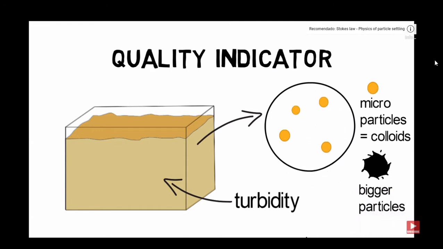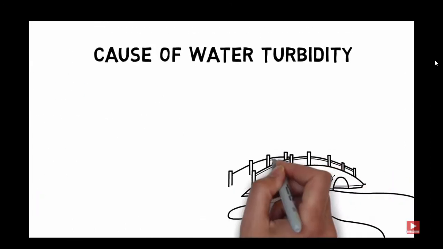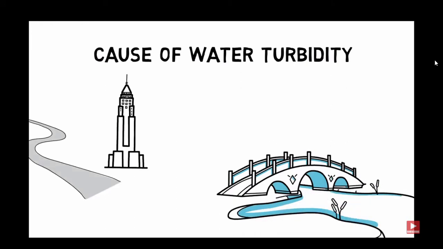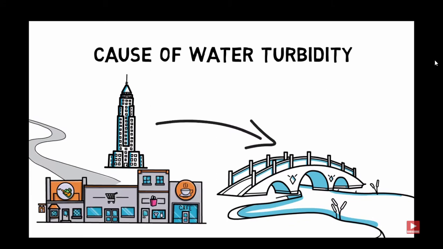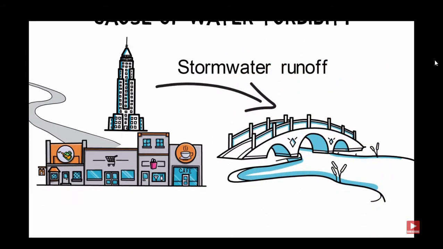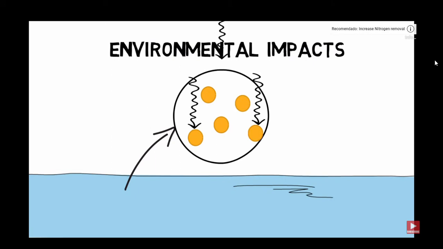Turbidity in rivers or lakes is often caused by human activities like construction, mining, and agriculture. Stormwater runoff after a rainfall can wash up sediments from urbanized areas, industries, and farmland. Suspended particles absorb heat from the sunlight and lead to water temperature increase.